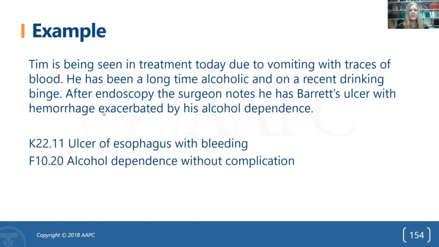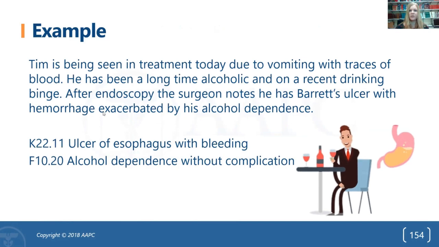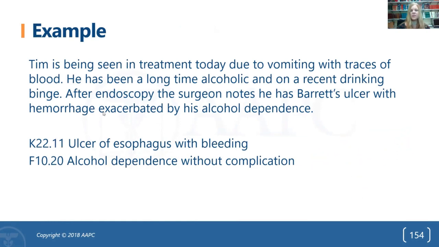So here, Tim is being seen in treatment today due to vomiting with traces of blood. He has been a longtime alcoholic with recent binge drinking, and after an endoscopy, the surgeon notes he has Barrett's ulcer with hemorrhage exacerbated by his alcohol dependence. The principal diagnosis is going to be K22.11 for ulcer of esophagus with bleeding, and then secondary we use code F10.20, which is alcohol dependence without complication.